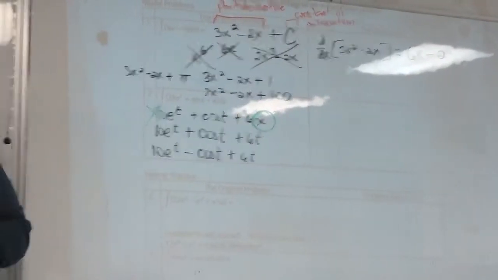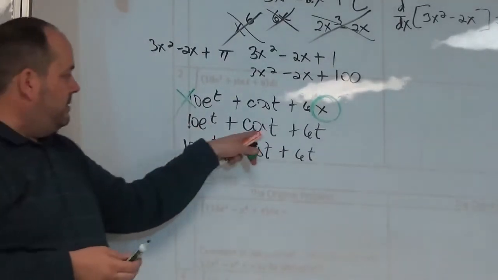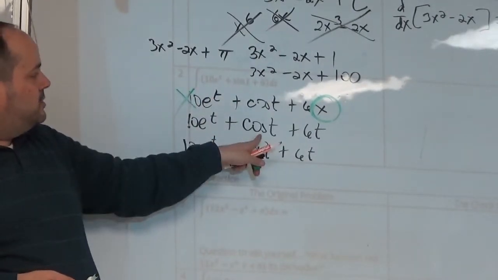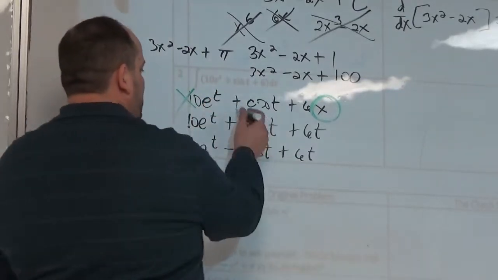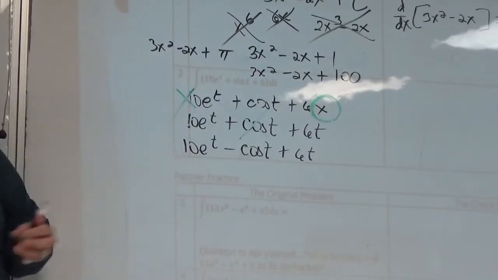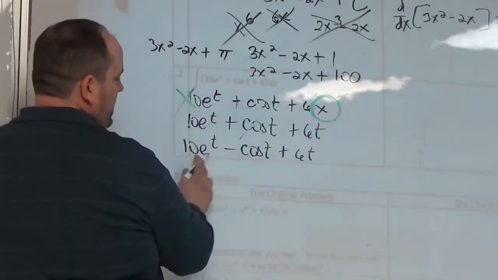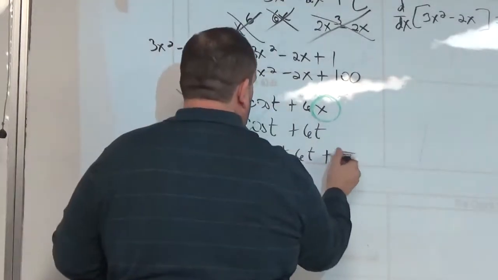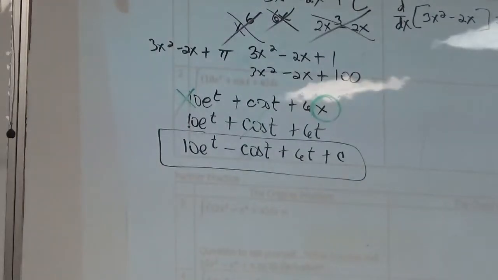That one's gone. Why is 2 the wrong answer? Because the derivative of 10e to the t is 10e to the t. That's good. But the derivative of cosine of t would be negative sine of t. Okay, so it's because of this guy here that it's wrong. And the last one? Plus, we forgot Charlie. All the other things worked. 10e to the t, check. Derivative of negative cosine is positive sine. Derivative of 6t, 6. So you need plus c. That's your 100% all the way right answer.